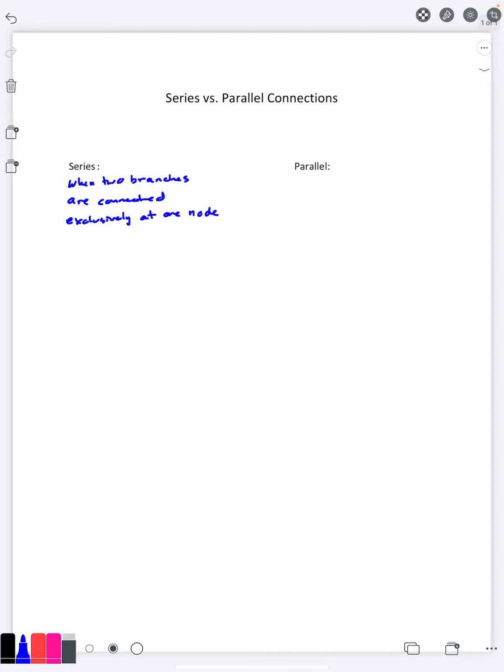So simple resistor, resistor, and then put some source here or something. These two resistors are in series, and that is because they are connected by a single node. The other sides are not connected to each other. And this is the very, very important word here, exclusively: there is nothing else connected at that node. So this node that connects them, it only connects those two things and nothing else.